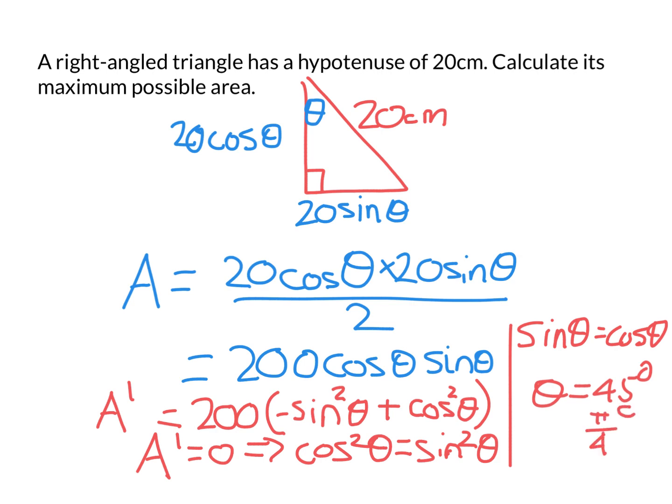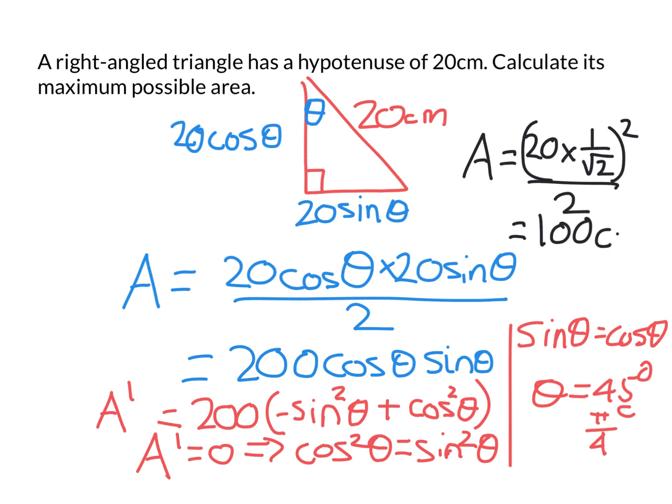So if it was pi on 4 radians or 45 degrees, this would be 20 times 1 on root 2, and this would be 20 times 1 on root 2. So the maximum area would be 20 cos 45, times 20 sine 45, which is also 1 on root 2, and then we need to divide by 2. Putting that in our calculator, we get 100. The maximum possible area is 100 centimeters squared, and it happens when this right-angled triangle is isosceles.